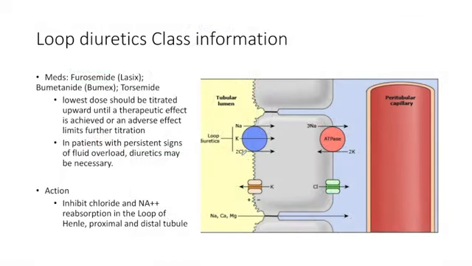So loop diuretic class information: furosemide, bumetanide, and torsemide. Lowest dose should be titrated upward until there's a therapeutic effect achieved or an adverse effect limits further titration. In patients with persistent signs of fluid overload, diuretics are usually necessary. They inhibit chloride and sodium reabsorption in the loop of Henle, proximal and distal tubule. So it basically shuts it off from being taken up.